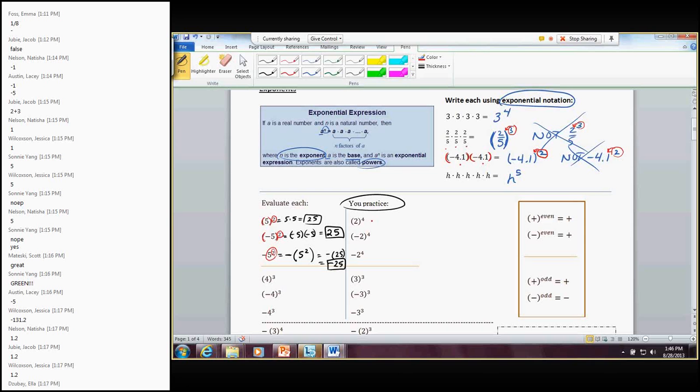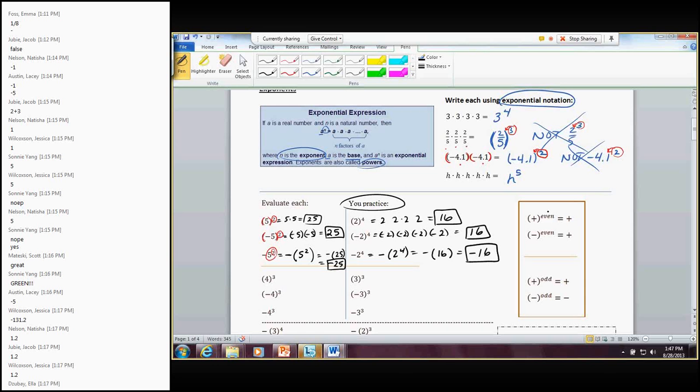Okay, so let's look. 2 to the 4th, yes, is 16. That is 2 times 2 times 2 times 2 without the parentheses, same as with the parentheses, 16. This is negative times negative times negative times negative. And negative times negative is positive. And then when you do another negative, that's a negative. Then when you do another negative, it's a positive. So that's also positive 16. Okay, this really means the opposite of 2 to the 4th. We just figured out 2 to the 4th is 16, and the opposite of 16 is negative 16.